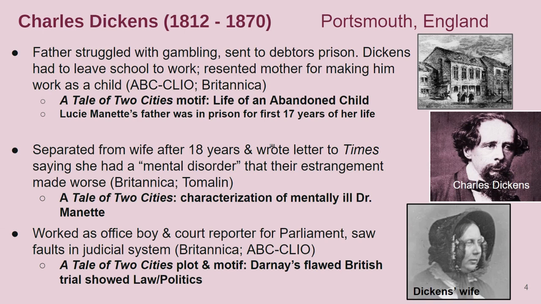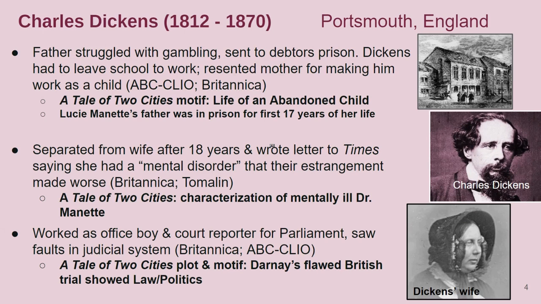After 18 years of marriage and 10 children, Dickens became very unhappy in his marriage and wrote in letters that were later published that his wife Catherine suffered from a mental disorder that was worse when they were together, and partly why they had formally separated.